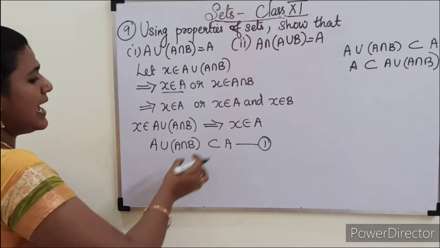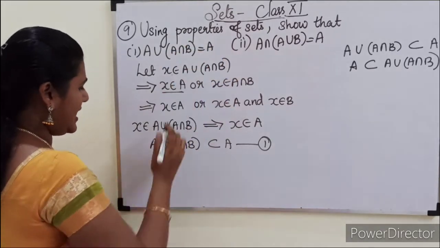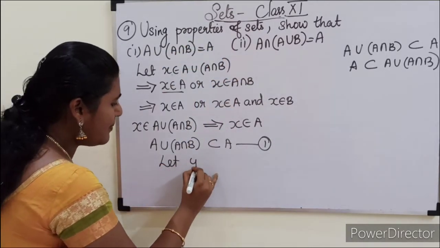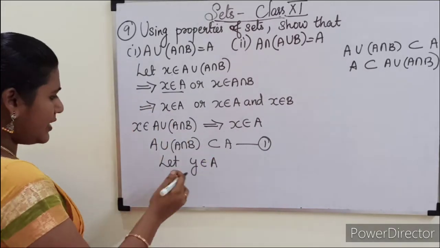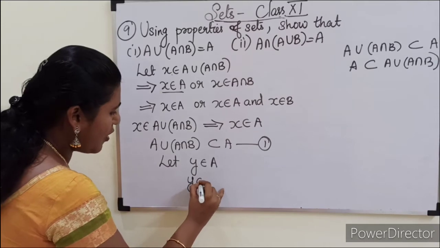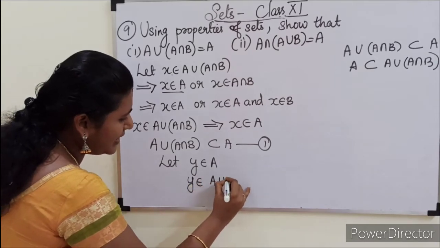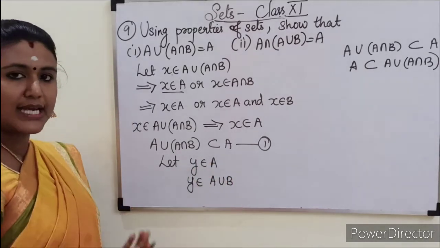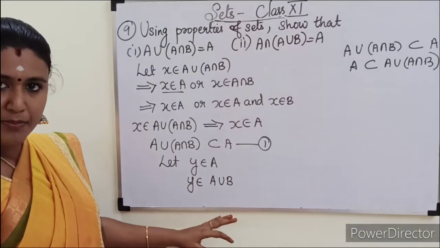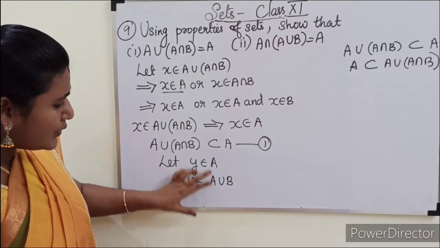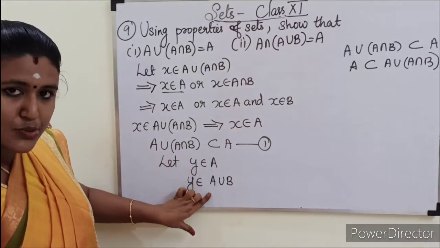Now we will take an arbitrary element in A. So let Y belong to A. Then what is its meaning? Y belongs to A union B. So we can say that if Y is an element of A, then definitely Y belongs to A union B also. Now we are going to take these two conditions together.